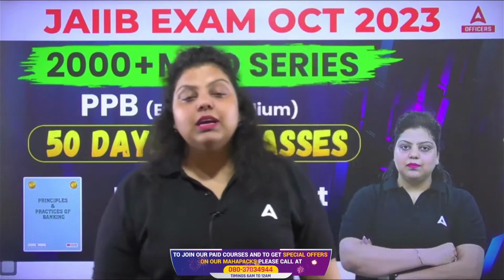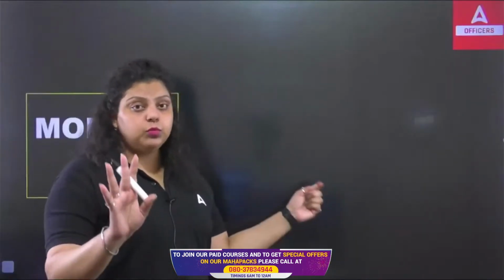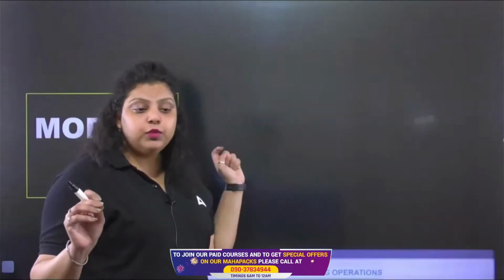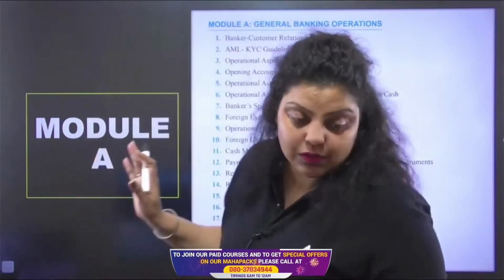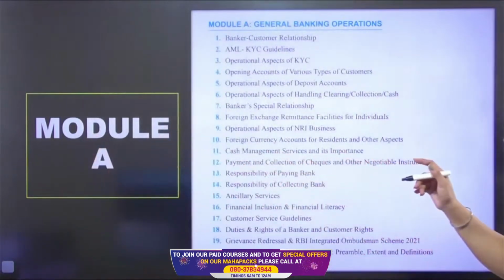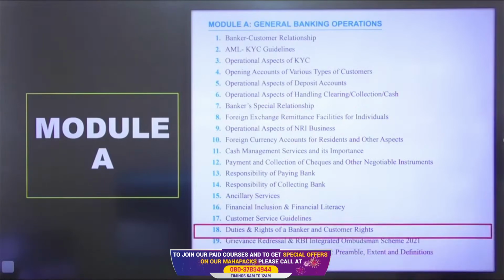So as we know, there are 55 units in your PPB syllabus. There are 4 modules. Every subject of your JAIIB has 4 modules, in which PPB also has 4 modules. In the PPB, there are a total of 55 units. Out of 55 units, 21 units are in Module A. And today we are going to discuss the 18th unit, that's the duties and rights of a banker and a customer.